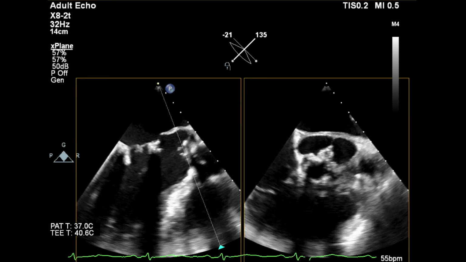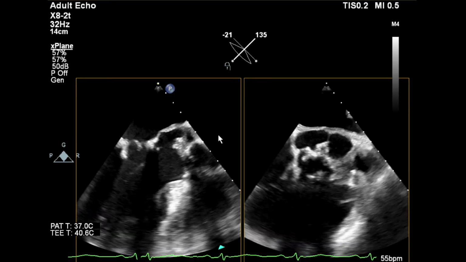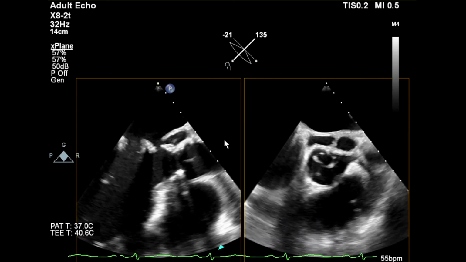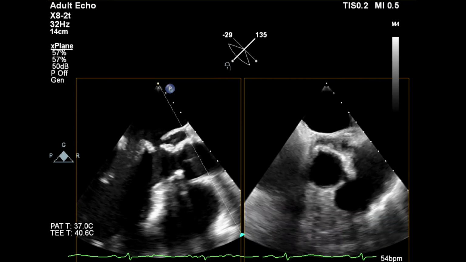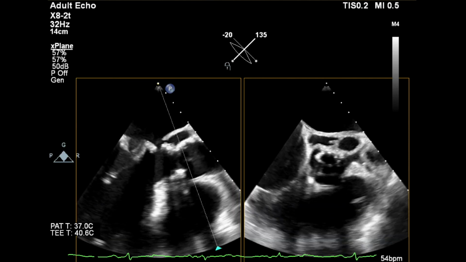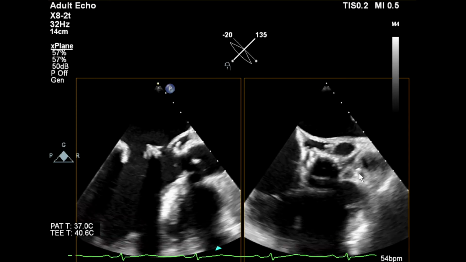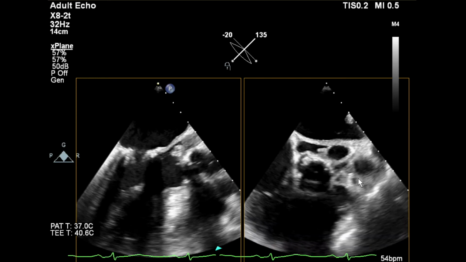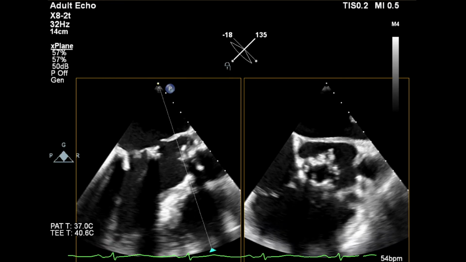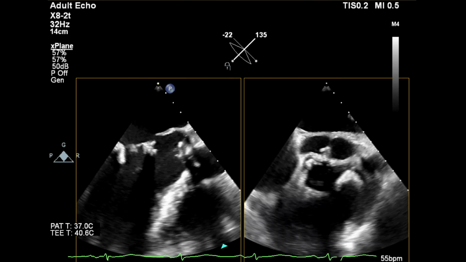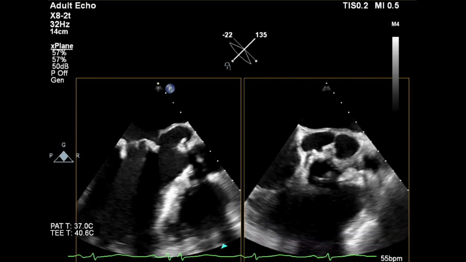So as we move down, we follow it down. We've come to the level of the sewing ring now. But if I just move back slightly, let me show you something else that's important, an important landmark. As we move down, we can see the left main stem, and we can see the circumflex and the LAD here. So what's interesting is that's quite low. So we're at the level of almost the sewing ring and the leaflets and the struts of the valve to where you see this.